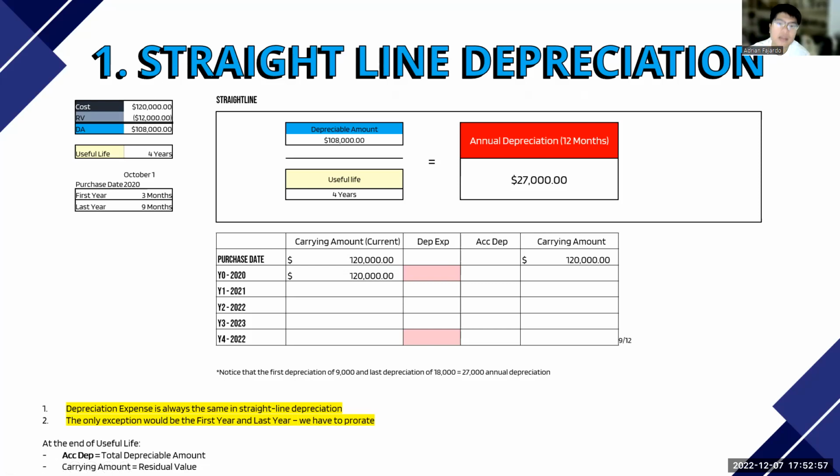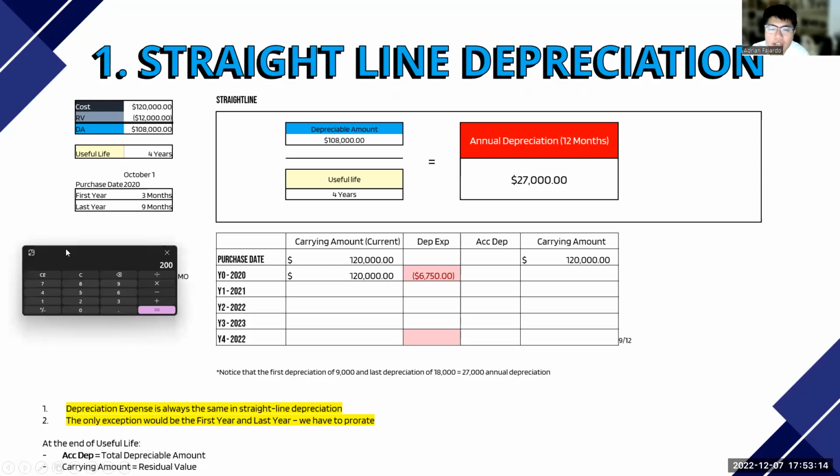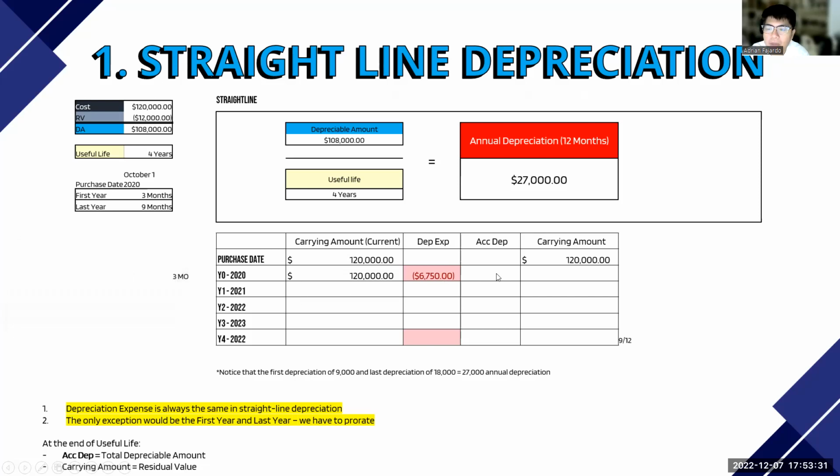I hope that sinks in. Pero when we go through it, you'll get it more. Right? So, how do we go about it? Number 1, alam natin in 2020, 3 months lang siya worth of depreciation. Therefore, yung 27,000, hindi yan yung depreciation expense niya. It's really 27 times 3 over 12. So 27,000 times 3 over 12 is 6,750. Right? So ito yung depreciation expense. So ang ACDEP natin would be ito, same. Our carrying amount therefore is 113,250.